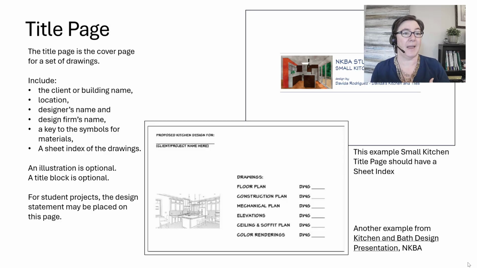Let's move on to talking about the title page. The title page is going to be kind of like the cover page or cover sheet for your set of drawings, and it needs a lot of project information. Client, building name, location, designer's name, their firm, maybe their contact info. It needs a key to the symbols and legends that are used, and it includes a sheet index for the drawing set. An illustration is optional. A title block is optional if you include all of that information in some other formats.